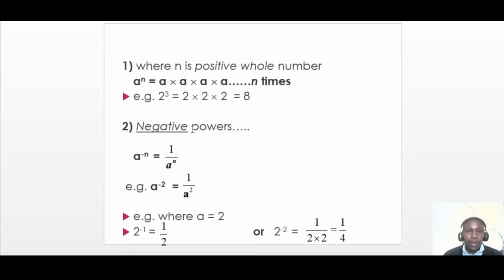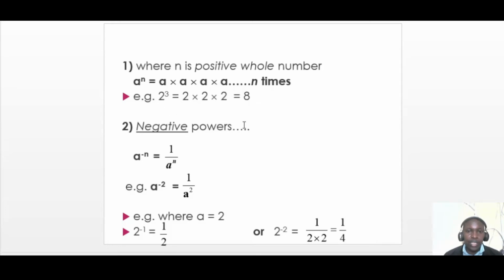Now, we may have this illustration again to explain better. 2 raised to power 3 is equal to 2 times 2 times 2, that is 2 multiplied 3 times. That is what we mean by 2 to the power 3, which is equal to 8.